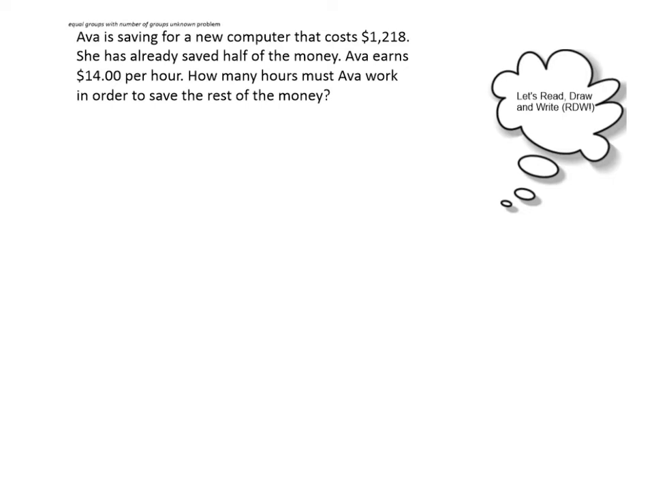First, we know that Ava's computer is going to cost her $1,218. She's already saved half of the money. So half is 1/2 of something, which is the same thing as dividing by 2. So we are going to take her $1,218 and we're going to divide it by 2 or split it in half.